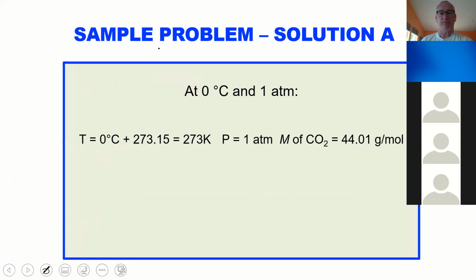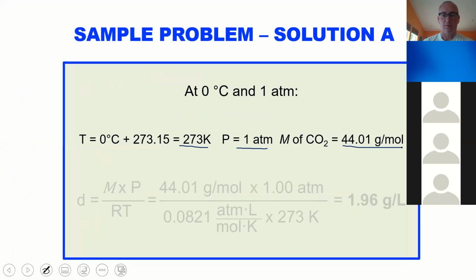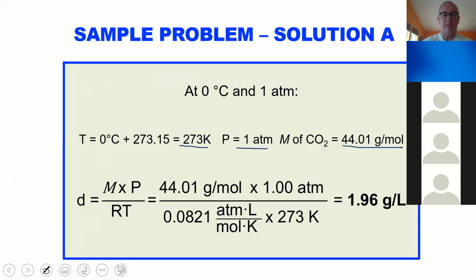So at 0, here's what we have. This is our temperature, that's our pressure, and that's our molar mass. So we figured that part out. We plug everything in and we get our 1.96 grams per liter.